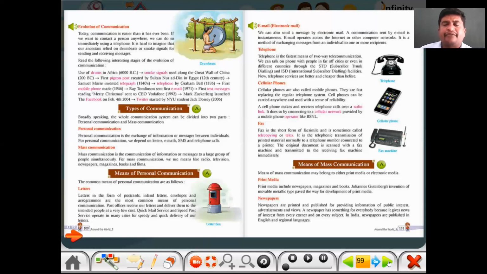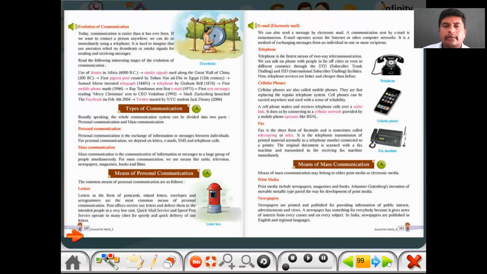Samuel Morse invented the telegraph in the era of 1840. But remember, the telephone was invented by Bell in the era of 1876. The first mobile phone was invented in the era of 1946. Tomlinson invented email in the era of 1971. The first text message, reading Merry Christmas, was sent to the CEO of Vodafone in 1992. Right?